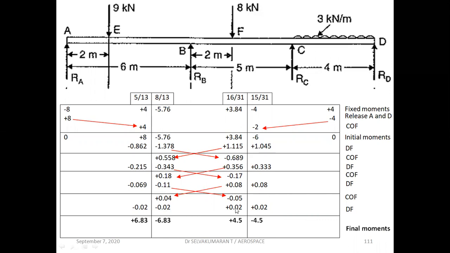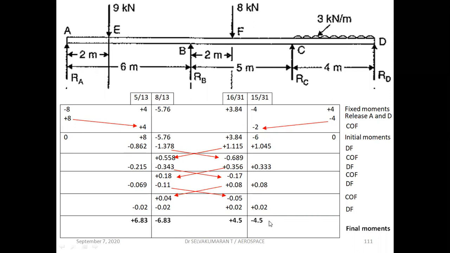If you get the same value on either side, okay, you get plus 0.02, plus 0.02, and here also the same value on the other side, you have to stop our iteration process. Now you add from here to here, you will get this value. And here also you add it, get this. This is the final moment value for the given problem.